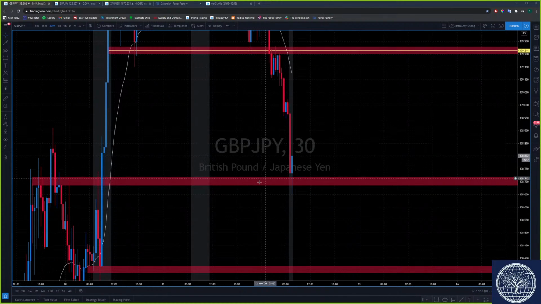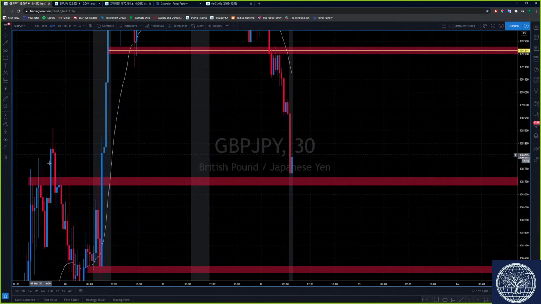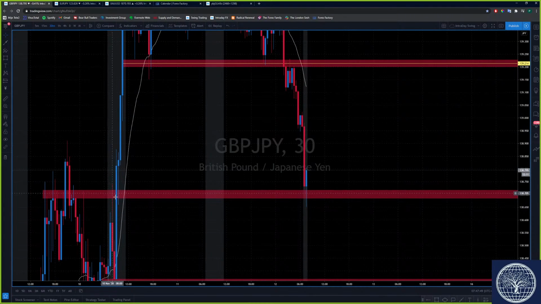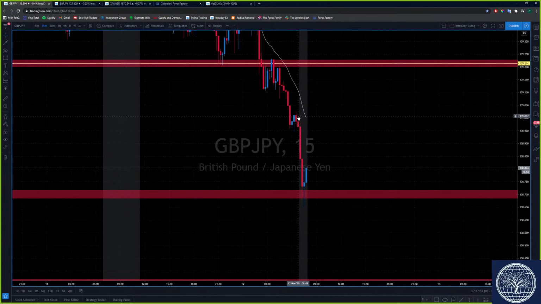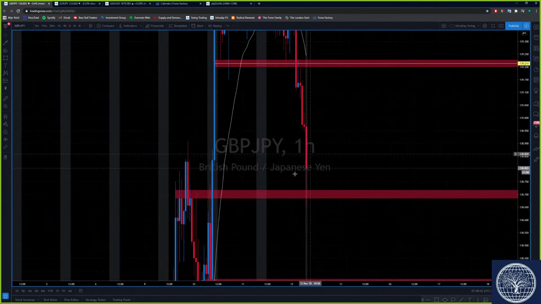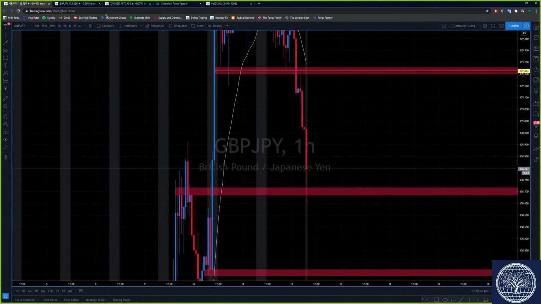All right, DJ is respecting this support. This used to be resistance. It broke above, and now we're respecting it as support. Perfect. So hopefully we can see some kind of resistance formed above, so that we can get a very nice, clean trade to retest this new low that price is making.